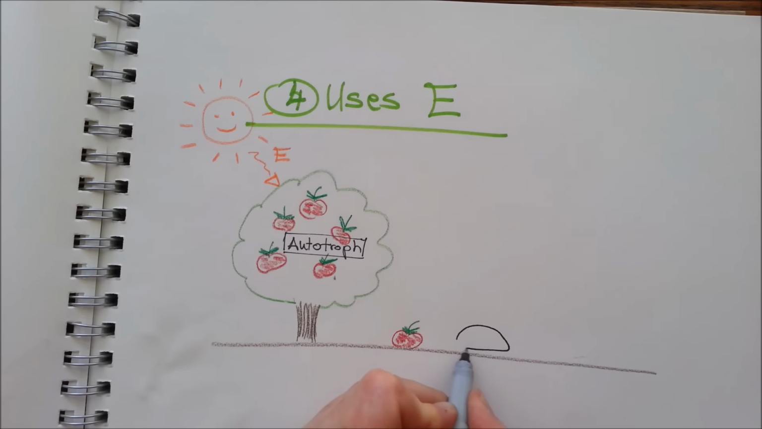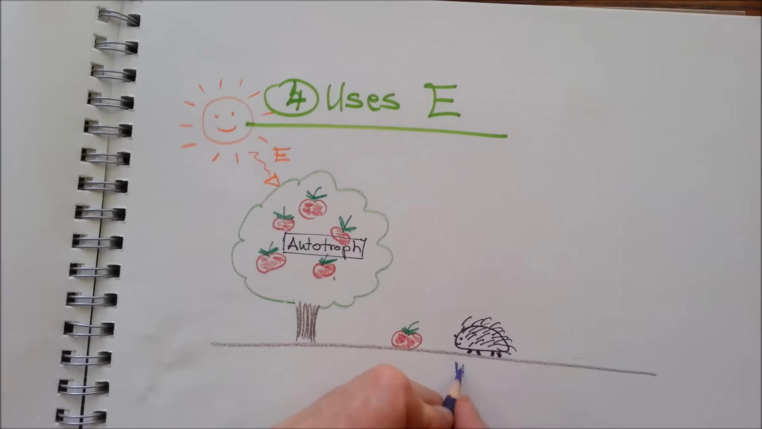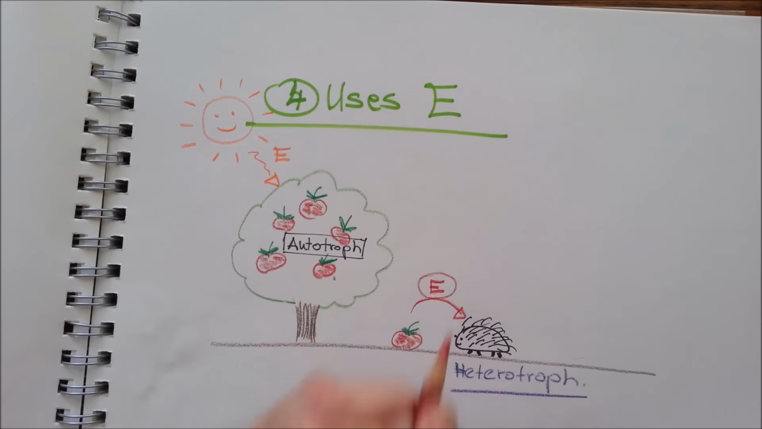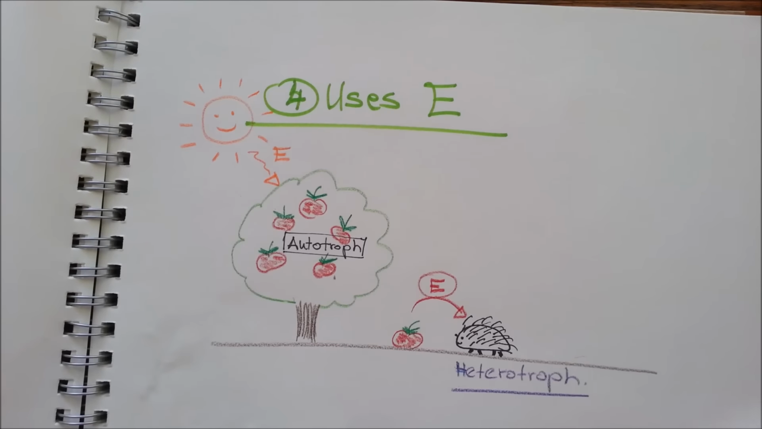On the other hand, we distinguish from the autotrophs the heterotrophs. The heterotrophs cannot feed themselves, they cannot make their own food. They have to feed on different organisms or fruits or food sources in order to maintain their energy level or obtain energy. So the apple will give the energy to the hedgehog.